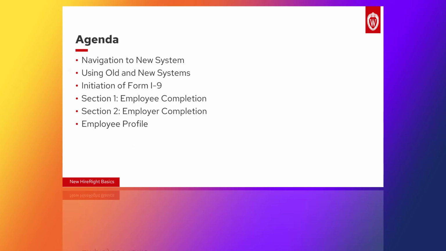Today we're going to talk about how to navigate to the new system, how to use the old and the new system together. I'll be showing you how to initiate Form I-9. We also have some examples of Section 1 and Section 2. So we'll be walking through how to complete Section 1 on the employee side of things, as well as walking through how to complete Section 2 on the employer side of things. And finally, to wrap everything up, we'll talk a little bit more in detail about the new employee profile in the new system.